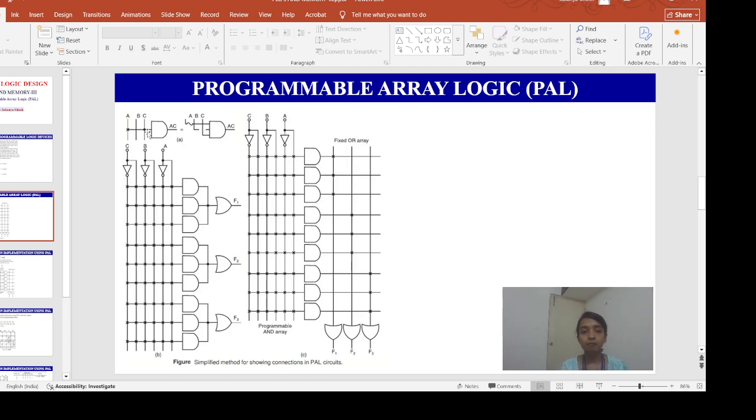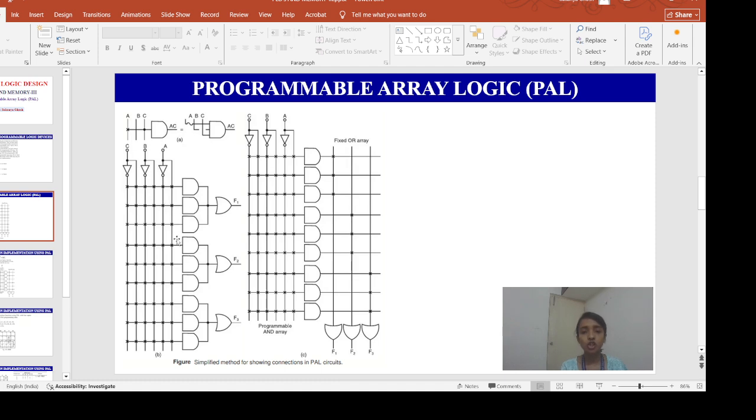So in this example, input A is connected to the gate through a fusible link. Input C is a permanent connection, and input B is disconnected. Therefore the output of the gate is AC.